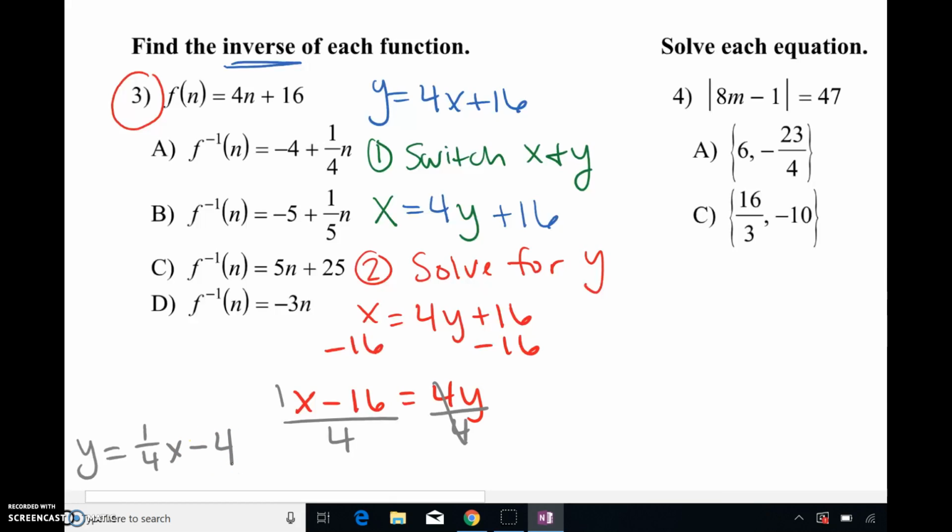So from looking at my answer choices, I can eliminate this one with the 3n. I can eliminate the one with the 5n. I can eliminate the one with the 1/5 n. And although it's not written in y equals mx plus b form, A is still our answer. Good? All right.